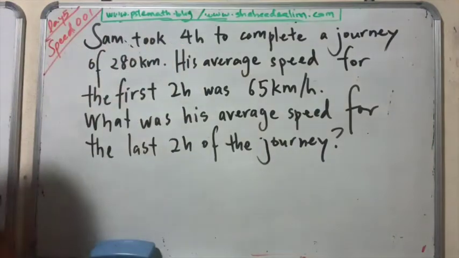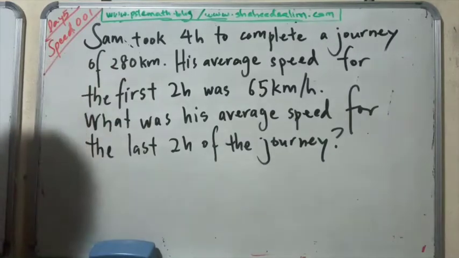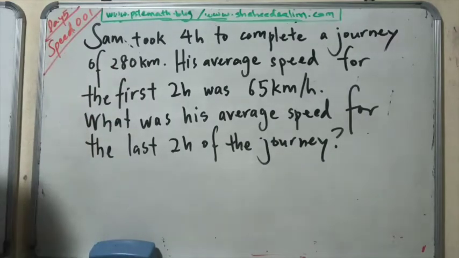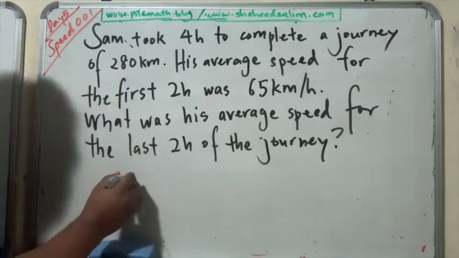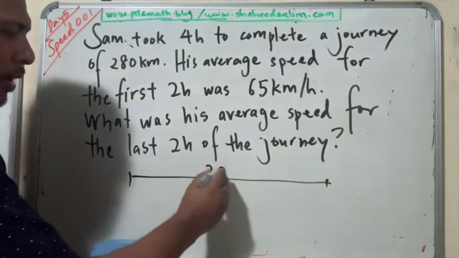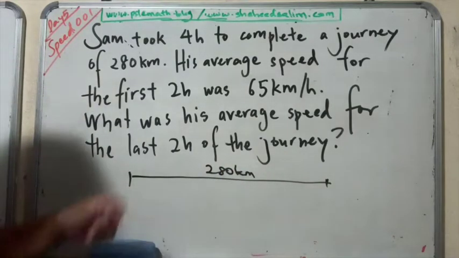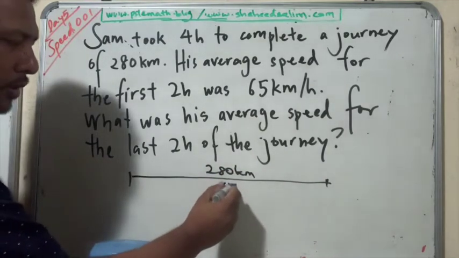Sam took 4 hours to complete a journey of 280 kilometers. So let's draw the distance that he's traveling. This is 280 kilometers. All right, and he took 4 hours to travel this.